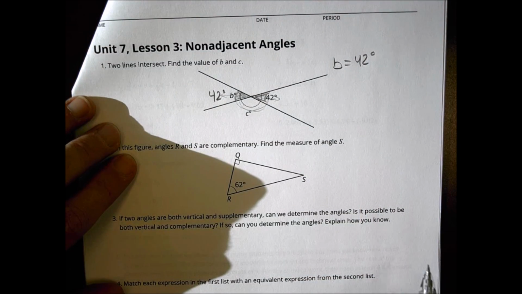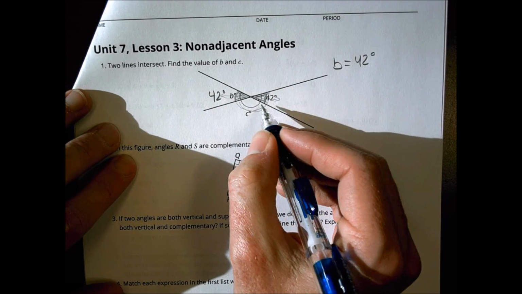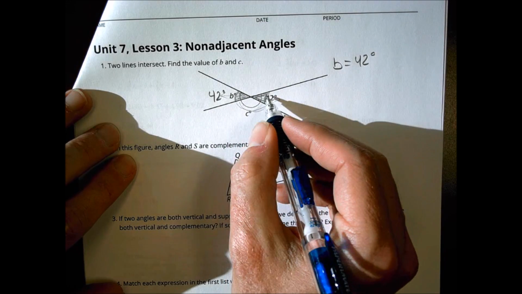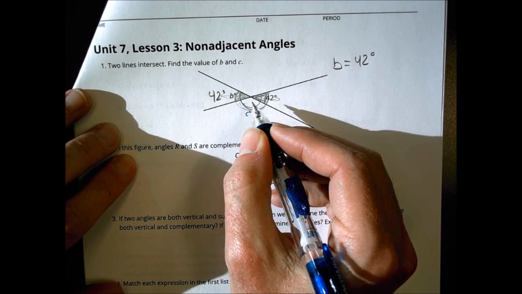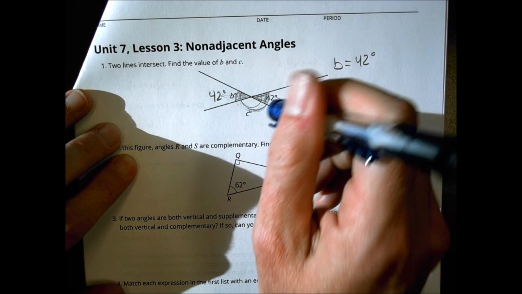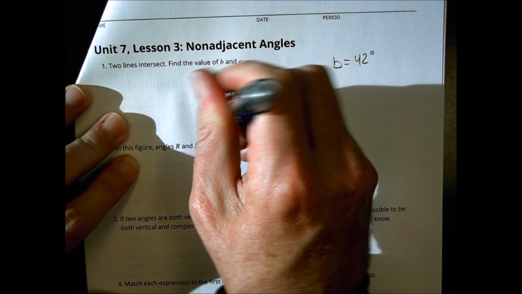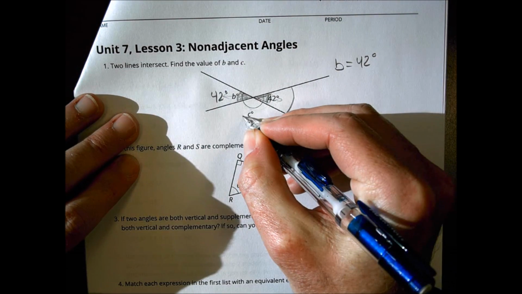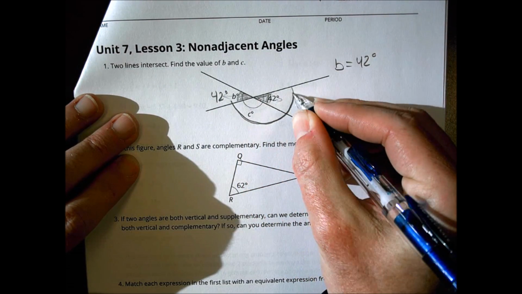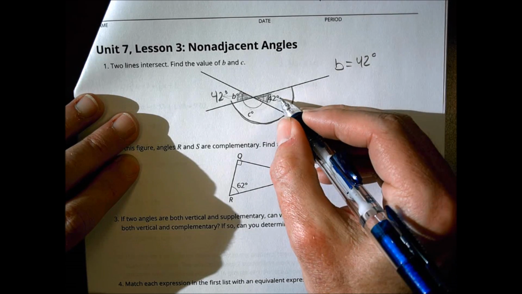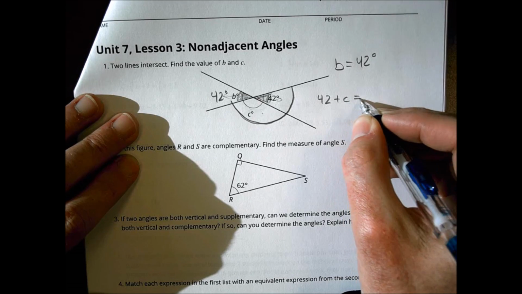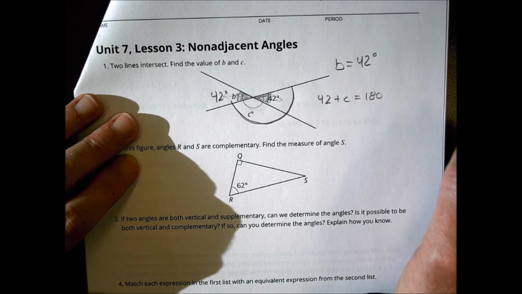That's pretty straightforward there. Now for the C, I could use this angle or this angle, but either way, I know that I have a straight angle right here that has to add up. I'm going to erase my little curves for now. I know I have a straight angle from here to here that forms a supplementary angle. So 42 plus C is going to be equal to 180 degrees. We know that to be true.